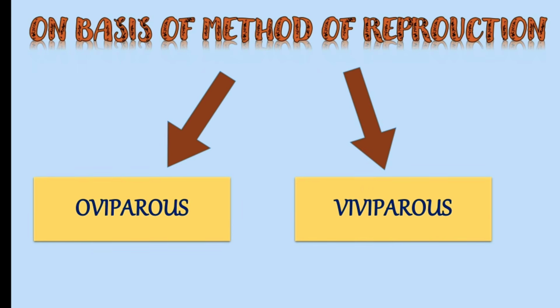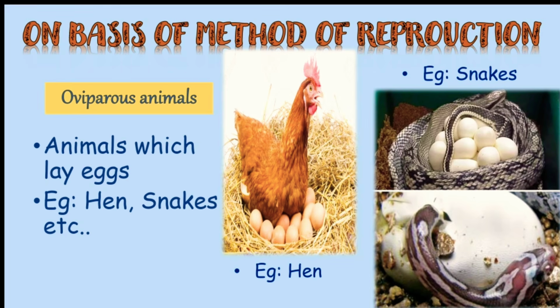Animals are also classified on the basis of their reproduction. So there are 2 types on the basis of methods of reproduction. First is oviparous and second is viviparous animals. So what are they? Let's see one by one. Oviparous animals are the ones which lay eggs. Who lays eggs? Yes, hens, snakes, they lay eggs. So they come under the category of oviparous animals.